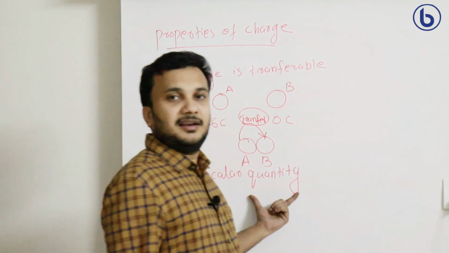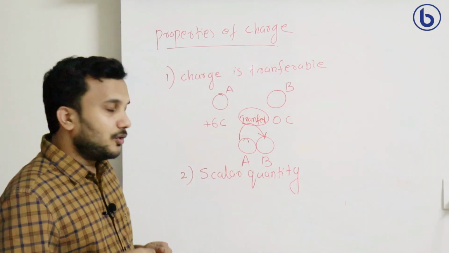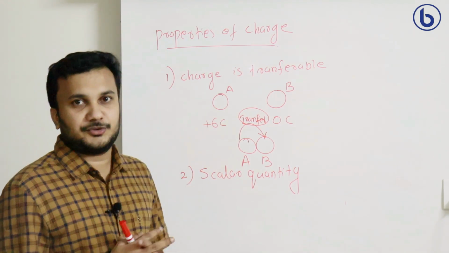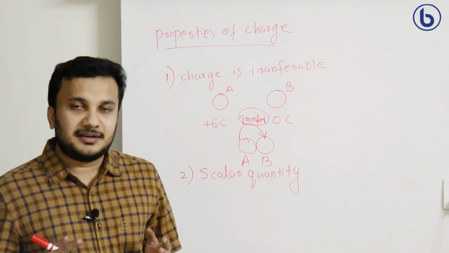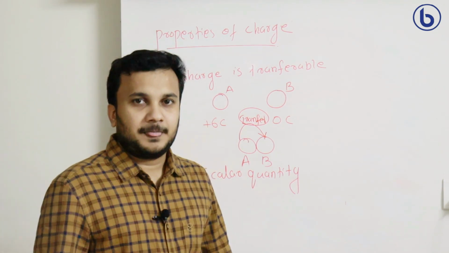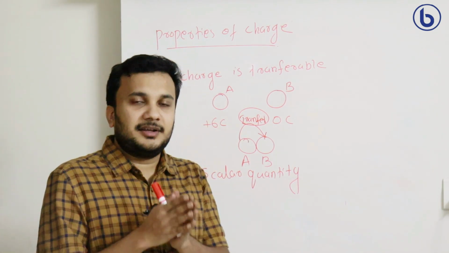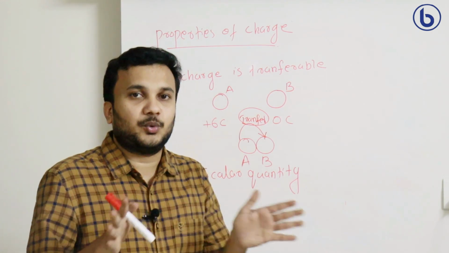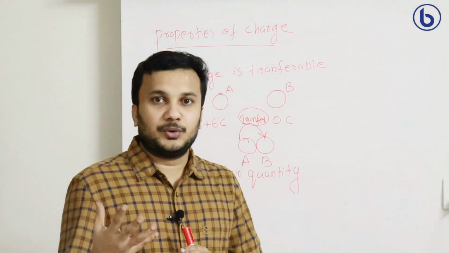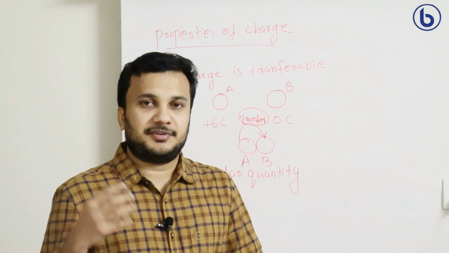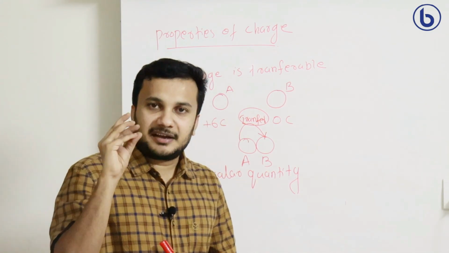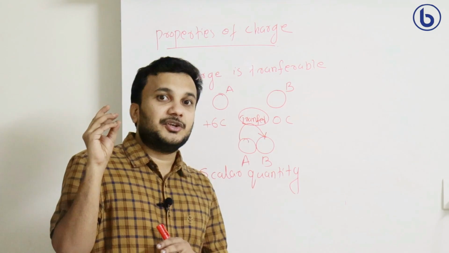What do you mean by scalar quantity? In first year physics you have learned that there are two types of physical quantities: either a scalar quantity or a vector quantity. A scalar quantity has only magnitude and no direction. For example, mass: if I say 2 kilogram of a substance, 2 is the magnitude and kilogram is the unit.